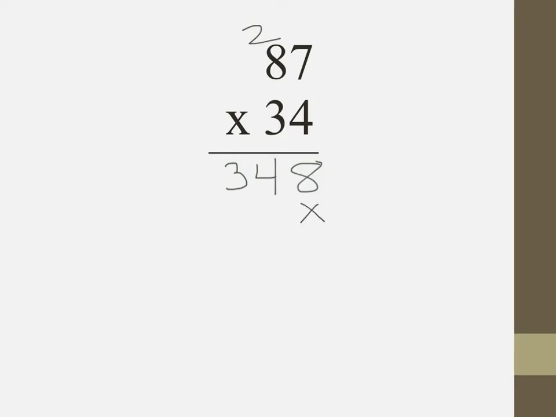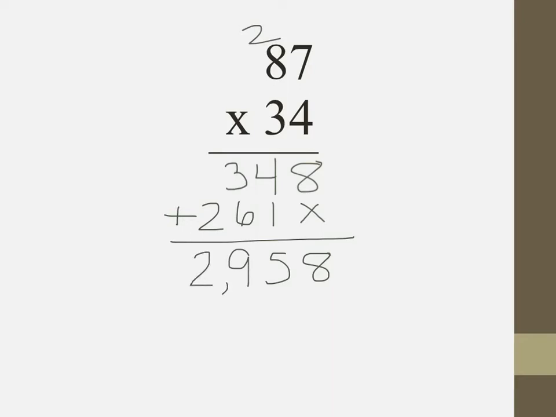We're going to mark our place here. Then we're going to look at 3 times 7, which is 21. I already have a 2 up there. 3 times 8, which is 24, plus 2, 26. 8, 5, 9, 2, 2,958. Is that what you got?